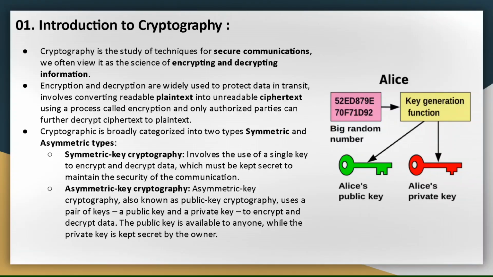How are these keys generated? Basically there is a key generation function to which we provide a big random number. We will see in RSA how this key generation takes place. For now, we can consider that some big random number is given to the key generation function, and the key generation function gives us two keys: one is the public key and the other is the private key.